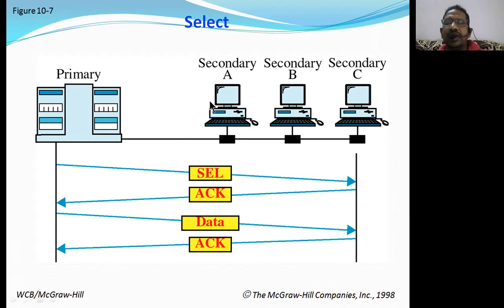All other stations, like A, B, D, E, F, are going to simply reject this particular select signal. Now, if secondary C is ready to accept the data from the primary station, it is going to send a positive acknowledgement to the primary. Once the primary receives the positive acknowledgement, it starts sending its data packets to secondary C. Once it receives one packet, it sends once again a positive acknowledgement to the primary that it has received packet 1, then the primary sends another packet 2.